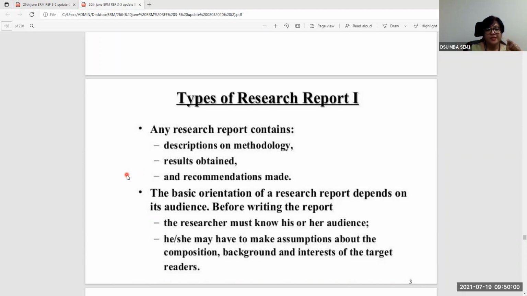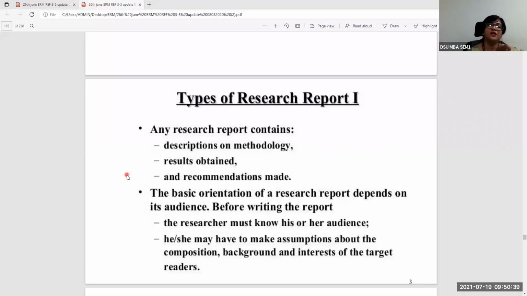All right. So the basic orientation of a research report depends on the audience. Before writing the report, the researcher must know his or her audience. Like I said, know your target audience, meaning who is going to read your research report. As I said, while you need to know your audience, you need to keep it simple and straight. At the same time, it's not that just randomly simple people walking on the road are going to read your research report. No, please understand that there is a particular audience, which means people in the organization, in the department where you are going to conduct the research, the decision maker who has entrusted you to conduct the research, and the sponsors of your research. They are going to read the research report.